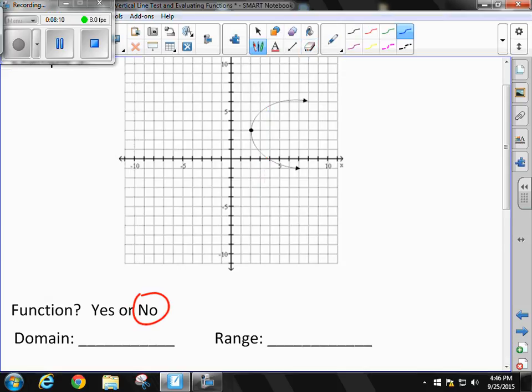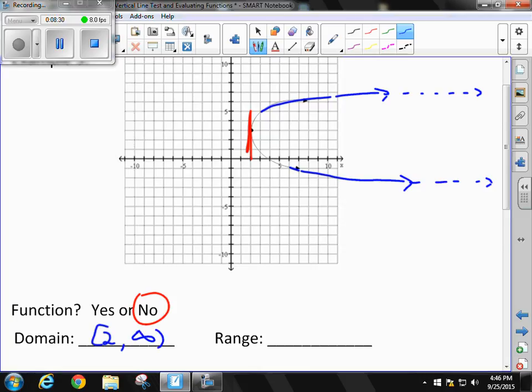The domain is how far left it goes and how far right it goes. How far left does this go? Well, it just goes to 2, doesn't it? Goes from 2, it includes that 2. How far right does it go? Further and further and further to the right, all the way to infinity. How low does it go?